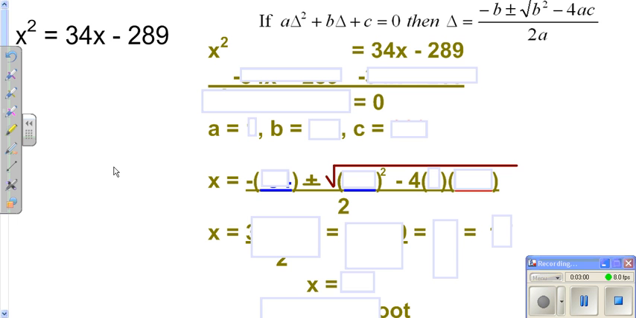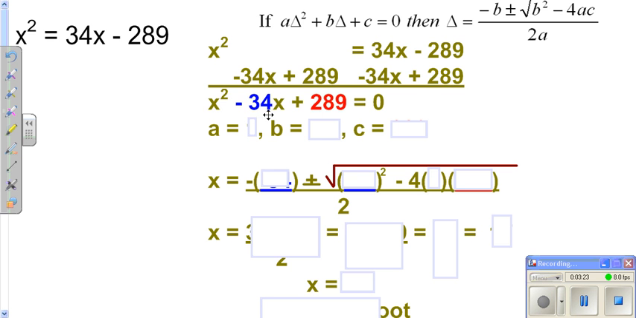So now to use the quadratic formula here, once again, you'd have to set it equal to 0. I like to have everything on the side where my squared term is positive. So that means I'd have to bring my 34x over by subtracting 34x, and then I'd also have to bring over the negative 298, so I'd have to add 298 to both sides. And so then I get x squared minus 34x plus 298.